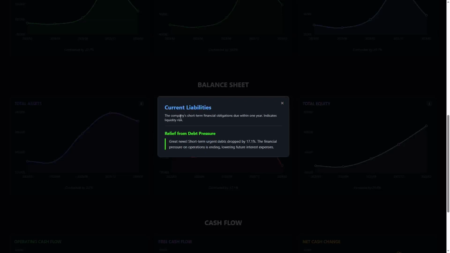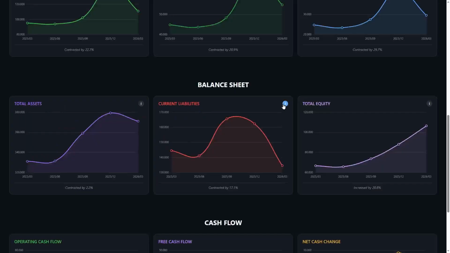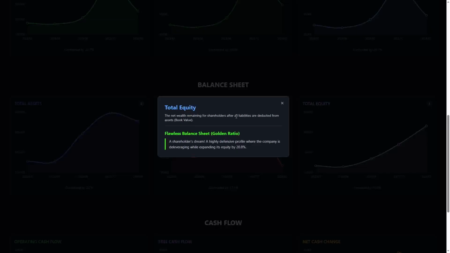Let's look at current liabilities. What were current liabilities? Since there is already a decrease in current liabilities, this looks like good news for us. Our current liabilities are the short-term financial obligations of the company that are due within 1 year. It shows the liquidity risk. We are also getting rid of the debt burden. This is great news to pay off our debts. Short-term urgent debts decreased at a rate of 17.17%. The financial pressure on operations is ending, and this lowers future interest expenses.